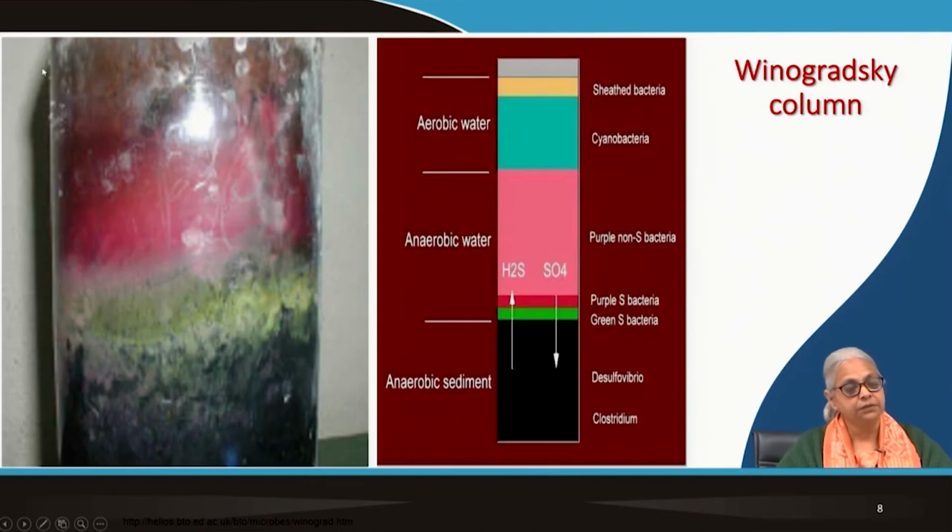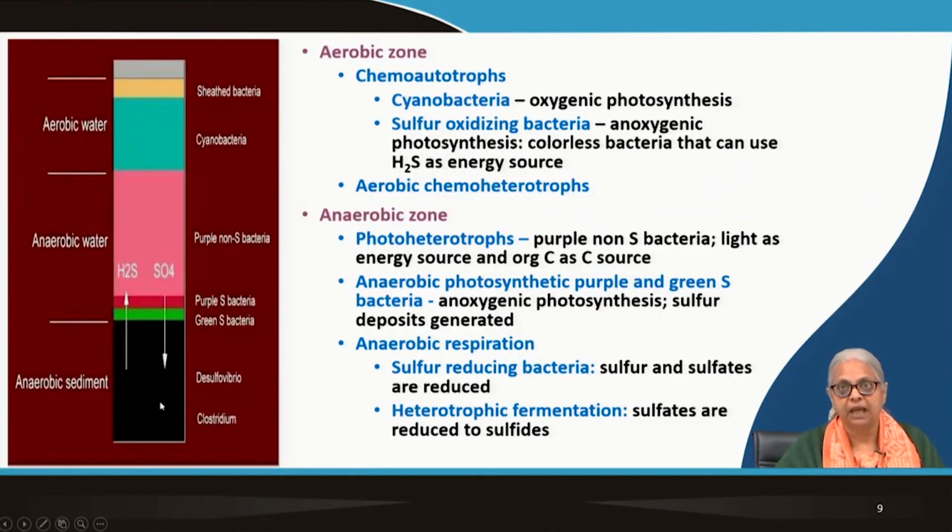So you can see the colors. The normal bacteria at the top, these are aerobic photoheterotrophs. As you go further down, you get purple non-sulfur bacteria, purple sulfur bacteria, you can see the colors, and the green sulfur bacteria. And as you go further down, you get completely black colored sediment because of the anaerobic nature of the material. So you have anaerobic photosynthetic purple and green sulfur bacteria and oxygenic photosynthesis.